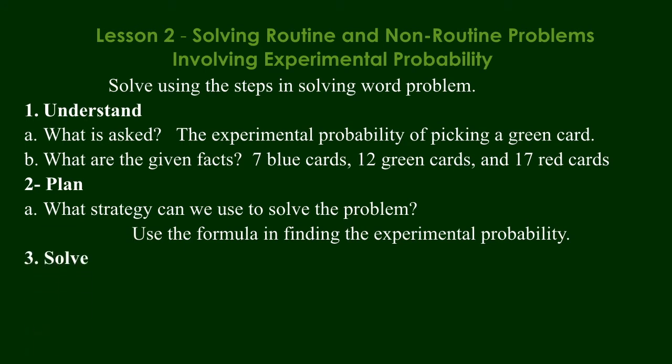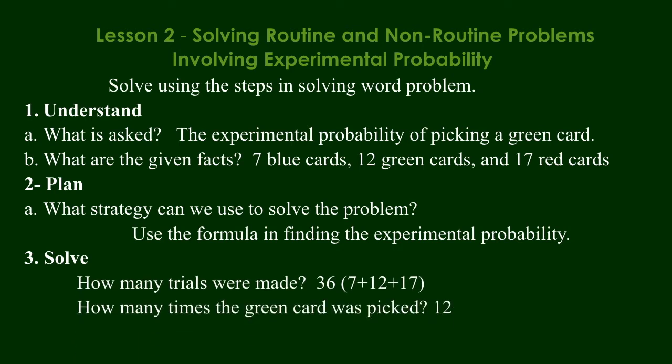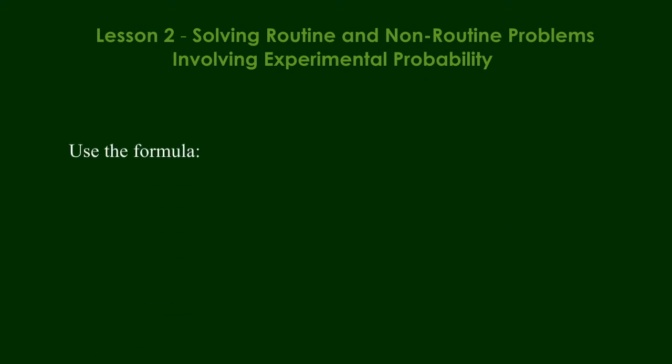Step number 3, solve. How many trials were made? So 7 plus 12 plus 17 is equal to 36. So there are 36 trials. How many times was the green card picked? The green card was picked 12 times. Use the formula.